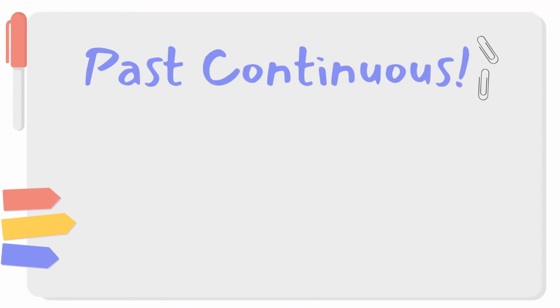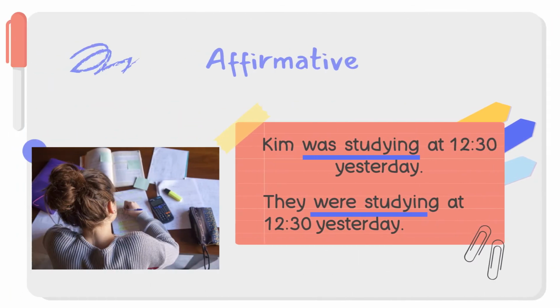Past continuous. To form the past continuous, we need the verb to be in the past, was or were, depending on the subject, plus the verb with the ing ending. Affirmative. We have to pay full attention whether we use was or were, and that depends on the subject we have. Then the action verb always goes with the ing ending. It doesn't matter which subject we use.